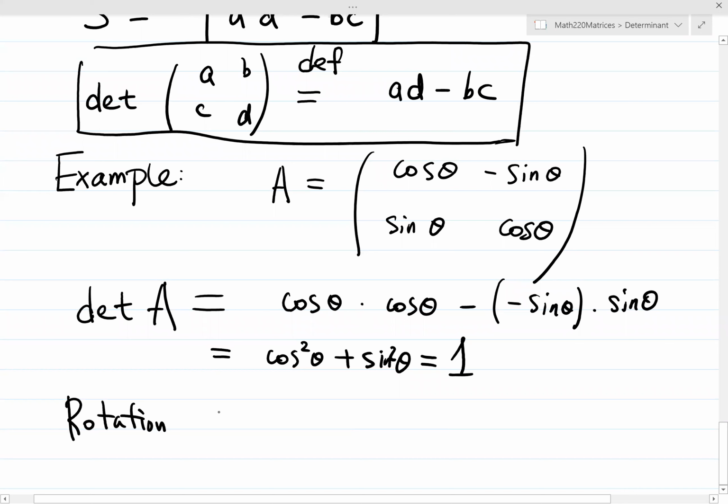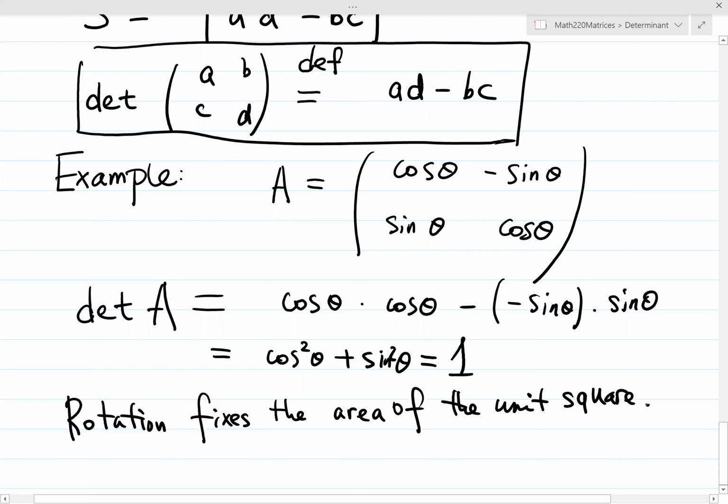It fixes the area of the unit square. And also, moreover, we do not flip the direction. We still get the same relative direction.